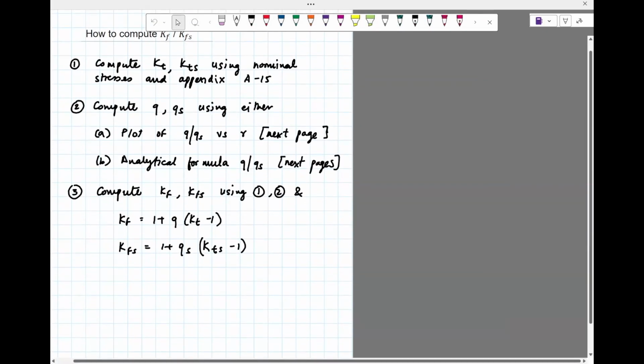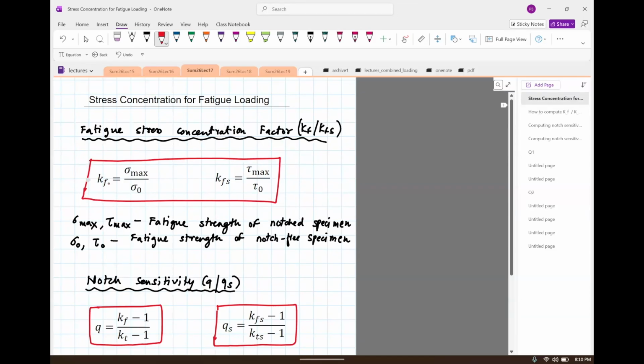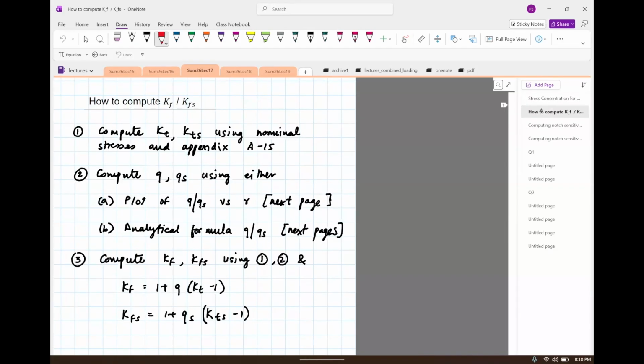Okay, so the key idea here is we need to compute the Kf and Kfs, just like we had to compute the Kt and Kts for static loading. The recipe to do that is here. First, we compute Kt, Kts using nominal stress in appendix A15. This is something which we have done before for static loading. We know how to compute Kt and Kts. And remember that Kt and Kts are basically a function of the geometry and not of the loading. So given the specimen diameters and dimensions, you can find Kt, Kts.